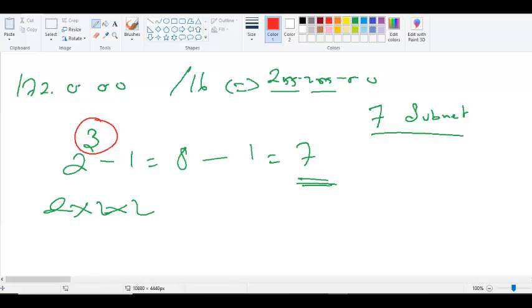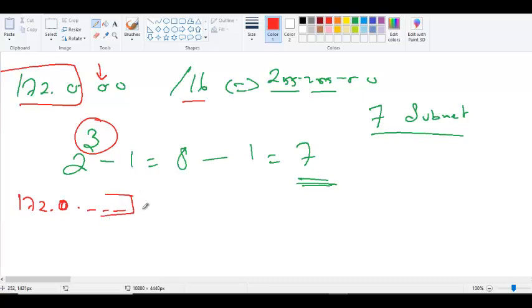Fine. From which octet? Already these two are reserved, slash 16. So in this octet 3 you are going to take only these 3 bits. The other 5 bits and the other octet are still remaining the same. Here we had 8 bits. Only 3 bits we have taken for subnet.